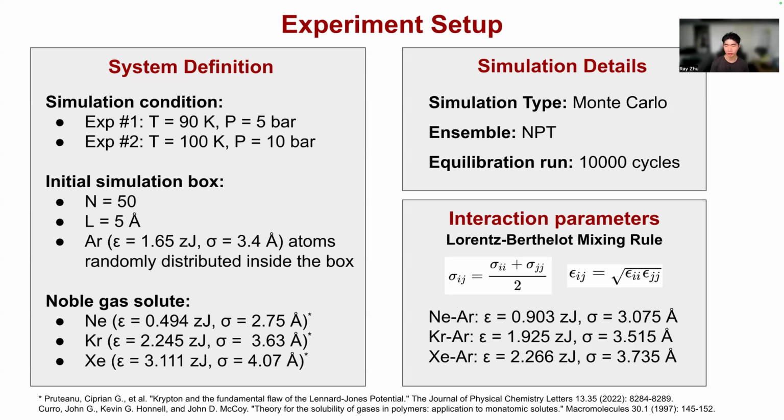In terms of the interaction parameters, we use the Lorentz-Berthelot mixing rule. We use this rule because for different types of atoms, the interaction is different from when we only have one type of atom. So we can use this type of mixing rule to calculate the interaction parameters between different types of atoms. The results are listed here.